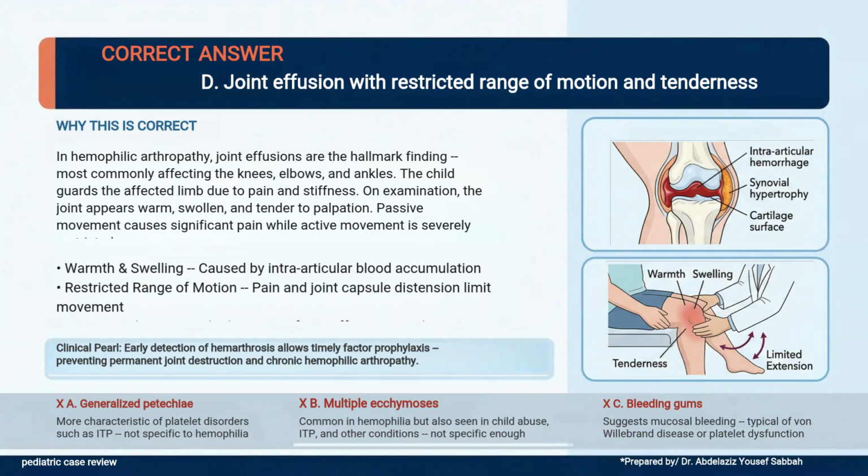Generalized petechiae are more characteristic of platelet disorders such as idiopathic thrombocytopenic purpura and are not specific to hemophilia. Multiple ecchymoses are common in hemophilia, but also seen in child abuse and other conditions, so they are not specific enough. Bleeding gums suggest mucosal bleeding, which is typical of von Willebrand disease or platelet dysfunction, not hemophilia. Early detection of hemarthrosis allows timely factor prophylaxis, preventing permanent joint destruction and chronic hemophilic arthropathy.